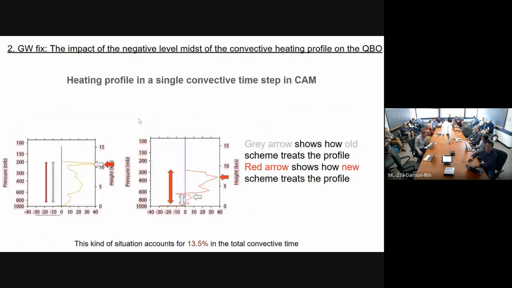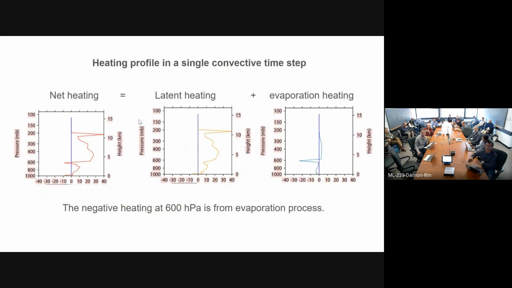On this slide, I'm going to explain why this negative heating level comes about. On the right is the net heating profile, which is made up of two parts. The yellow one is latent heating, which is almost all positive, and the other is the evaporation heating. In the evaporation heating, you can see there is a negative level around 600 hectopascal.